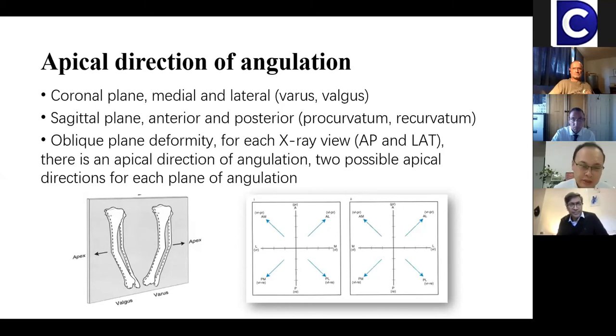You know that the coronal plane is the medial and lateral view, that means valgus and varus. And the sagittal plane, we can see anterior and posterior, like, you know, procurvatum and recurvatum. So for the oblique plane deformities, for each axis view, there is an apical direction of angulation. Like the chart shows, we can see two possible apical directions for each plane of angulation. So you can understand this.